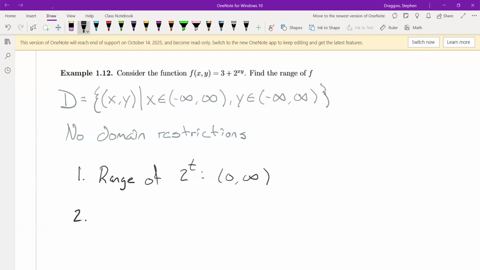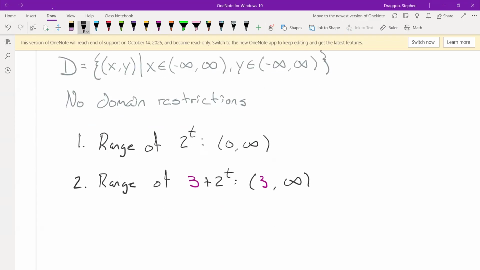So then step 2, I want to look at the range of 3 plus 2 to the t. Since my function has a linear transformation on it, I'm shifting the whole thing up by 3, which means I should have a range of 3 up to positive infinity. And then if I add in any domain restrictions, which I have none of, that means the range of our function here, 3 plus 2 to the x times y, is just 3 to infinity.